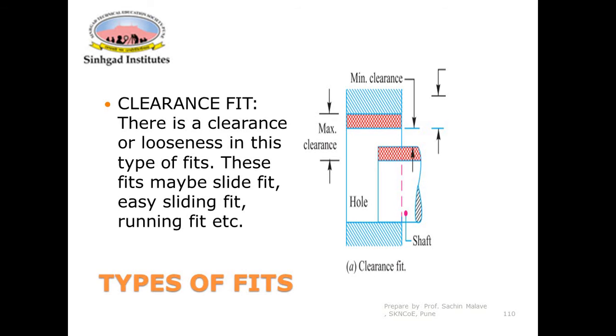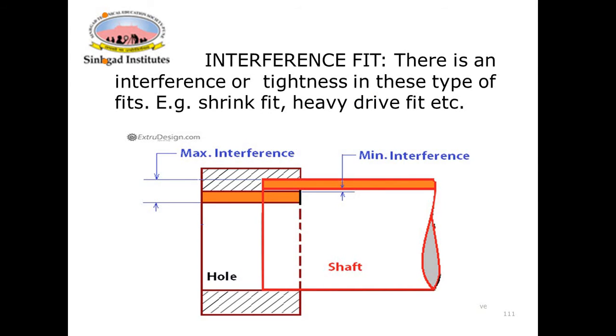Depending upon the amount of clearance, there may be different types. Clearance fits are again subdivided into a sliding fit, easy sliding fit, and a running fit, depending upon this difference. Then there is another fit, that is an interference fit. Now this interference fit is exactly the opposite of the clearance fit. In the case of the interference fit, the difference between the size of the hole and the size of the shaft is going to be negative.